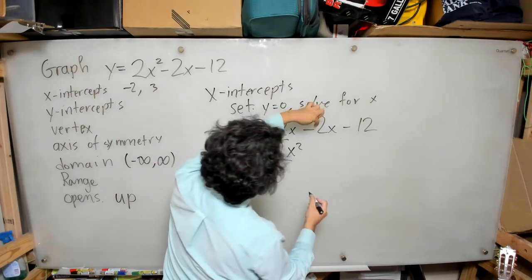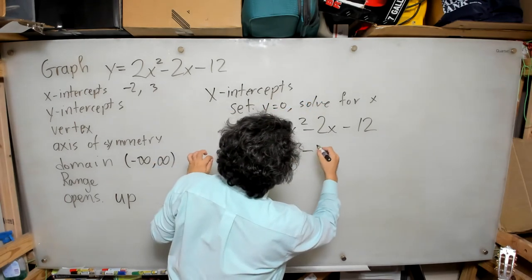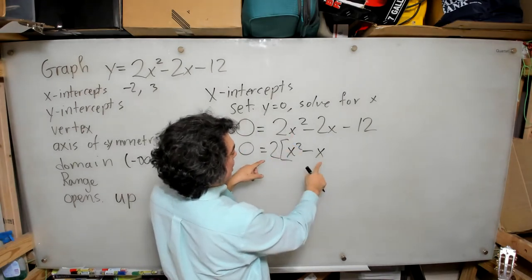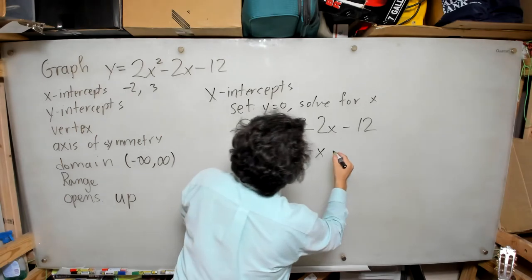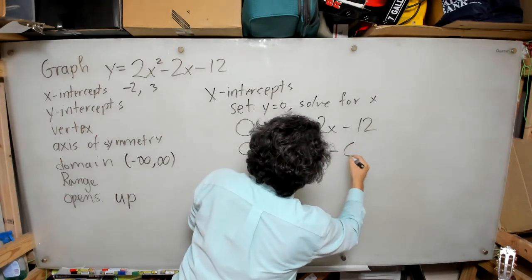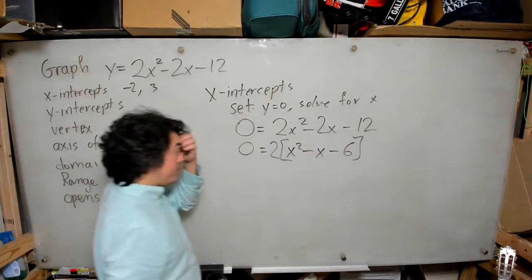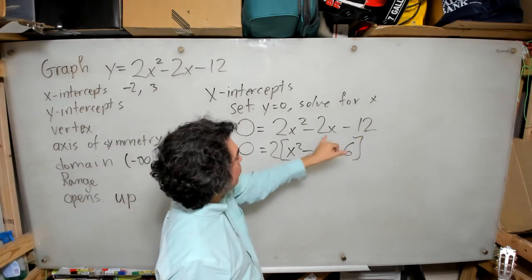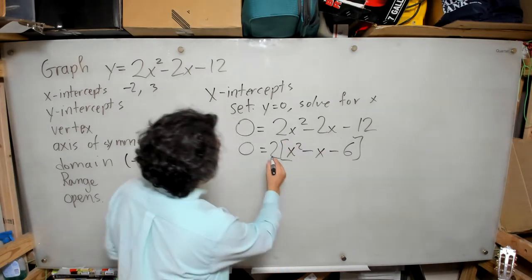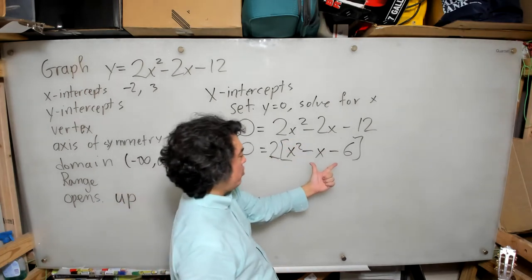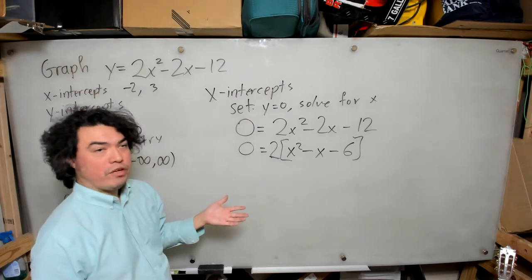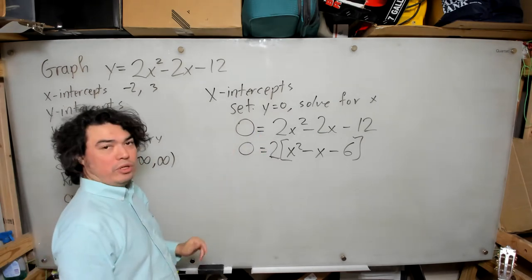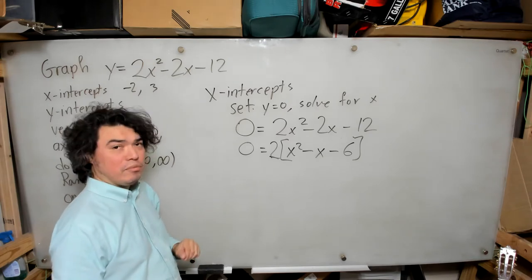2 times negative 1 is negative 2x. So negative x. Or rather, if you notice, 2 times x squared will be 2x squared. 2 times negative x will be negative 2x. And then minus 6. It would be like this, right? So if you multiply this 2 in here, you'll get the negative 12, the negative 2x, and the 2x squared. And then we could have factored this one. Now, of course, it's not always possible to factor out a number from each term. But when that's possible, it's a great simplifier.